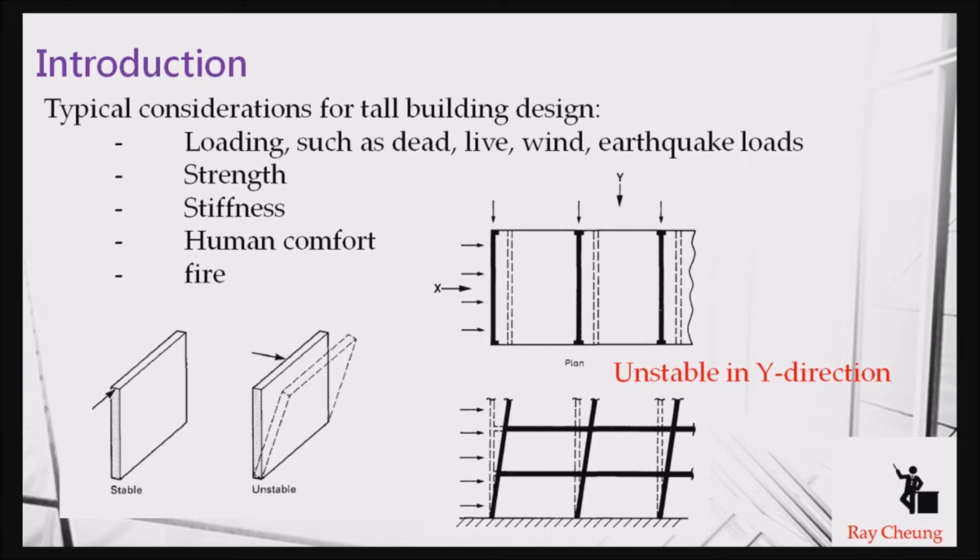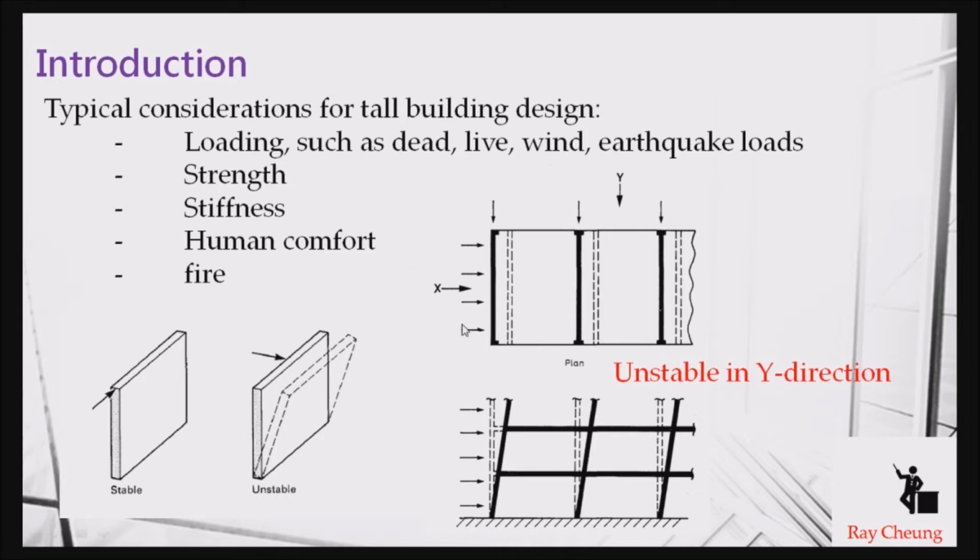Also, if you want to reduce the size of a column, you can increase the strength of the column. And if you don't want that, you can increase the stiffness by increasing the thickness or increasing the depth. And we also need to consider human comfort and fire.